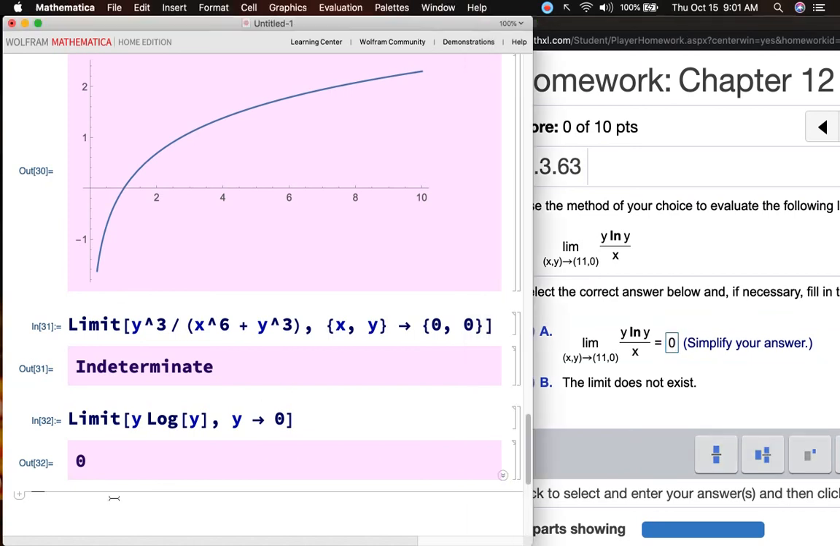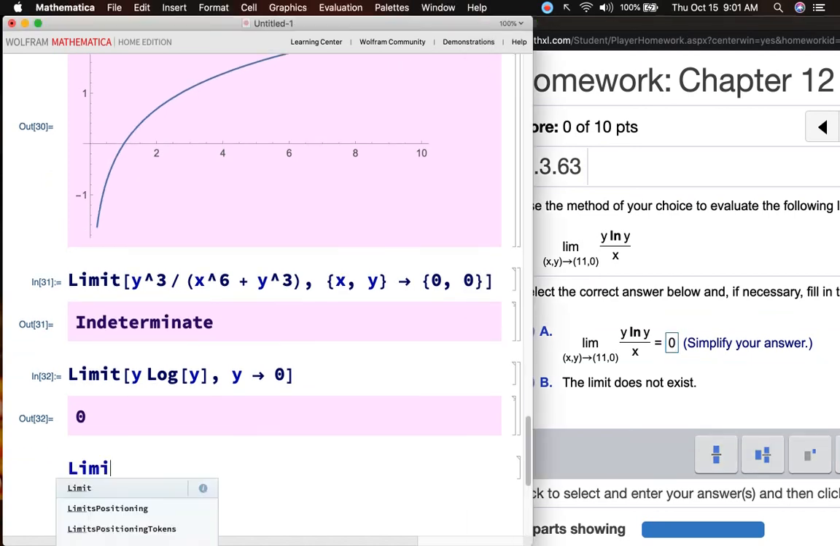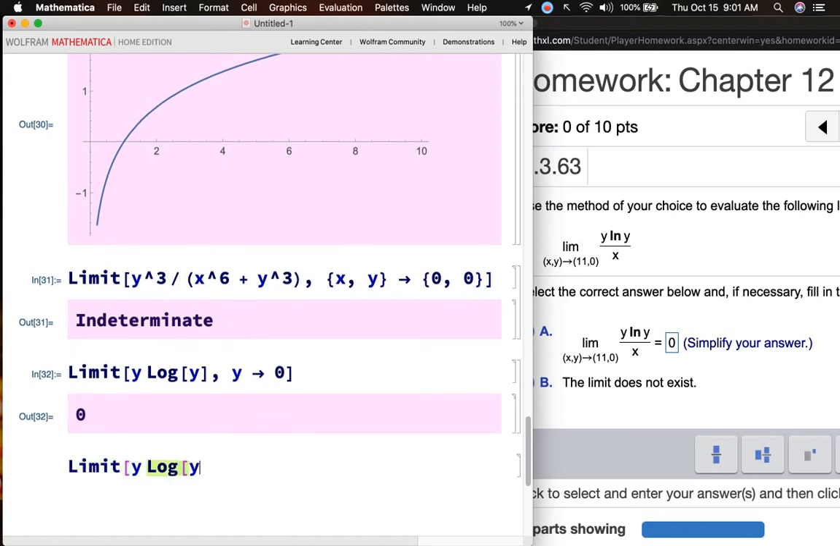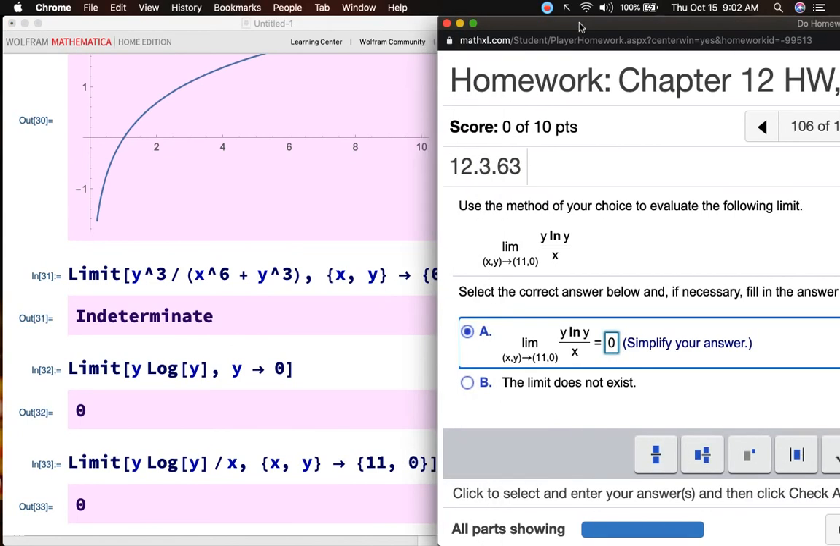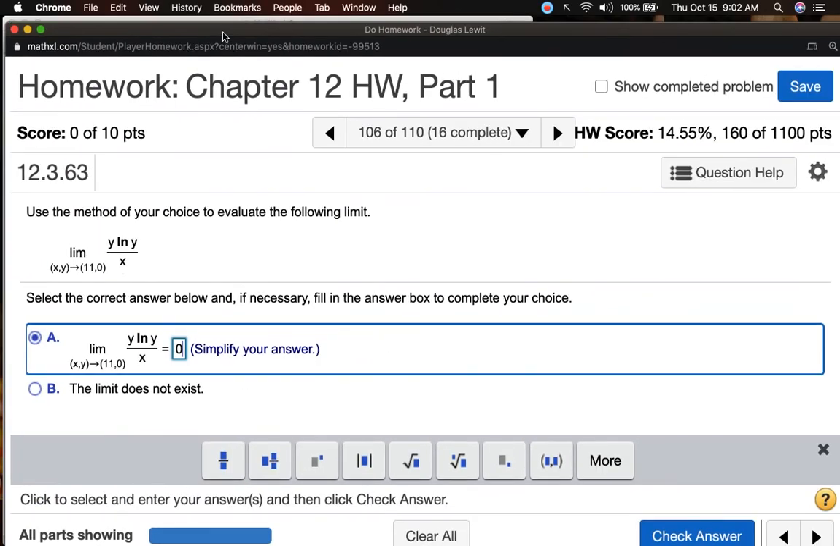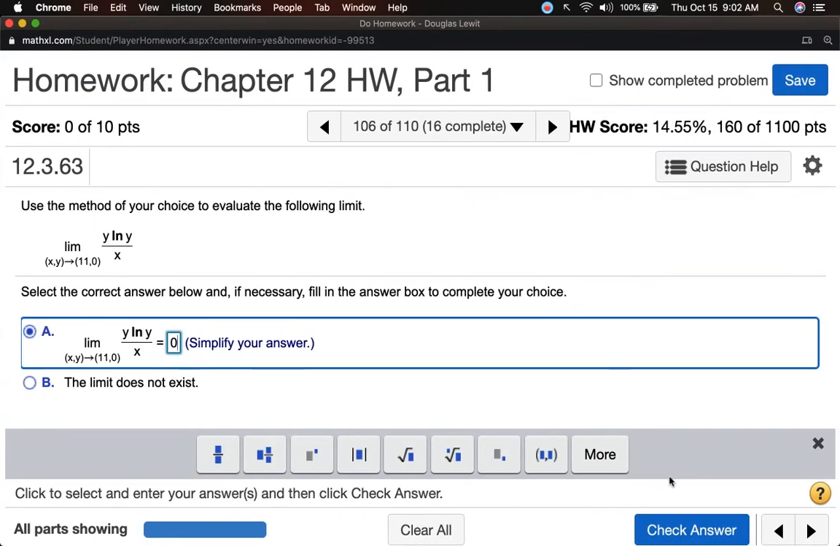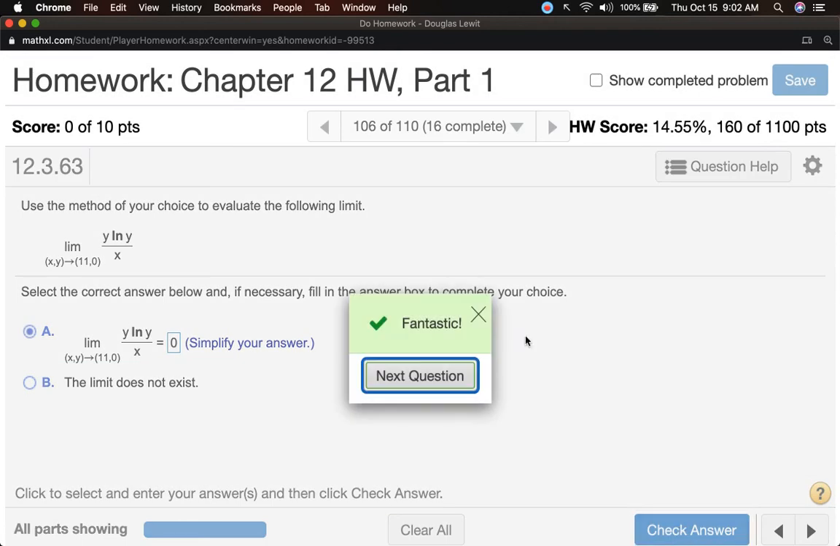Or you could simply do this in Mathematica. You could do Limit of y times log y divided by x as x, y goes to 11, 0. Okay, and we know that, well, the answer is 0. And that should be correct.